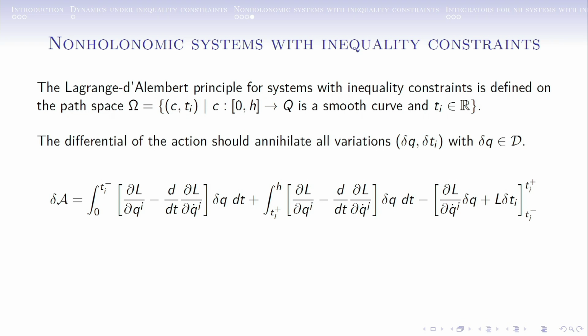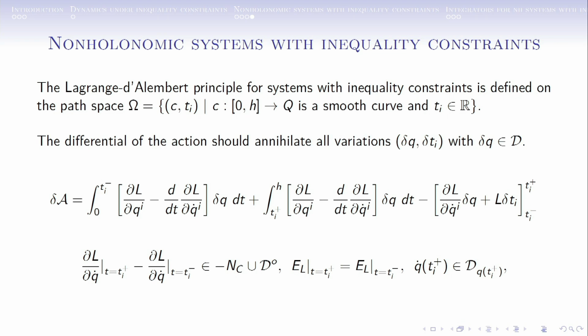On the time intervals, the one from 0 to Ti and the other one from Ti to H, where no impact occurs, the Lagrange-D'Alembert equations will be satisfied. The only problem is what happens at the impact times. Using the condition that the point must belong to the boundary of our inequality constraint at the moment of impact, we are able to get the impact equations, which basically tell you that the velocity after impact must be in the distribution. That is the third equation.